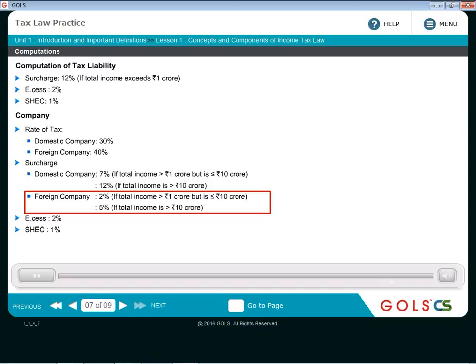Now this surcharge rate for foreign company is less because the basic tax rate for foreign company is high, that is 40%. Now once you add the basic tax and surcharge, then again same education cess at the rate of 3% will be made applicable. Now whether it is a domestic company or a foreign company, the rate of education cess remains same. This is how we are going to compute the tax liability for a company.